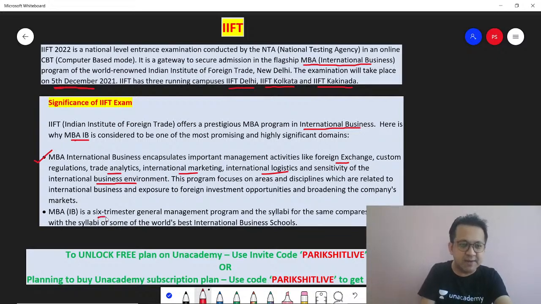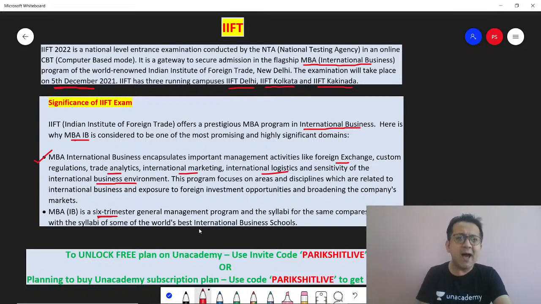What is the tri-semester? Tri-semester means one semester is for 3 months, or generally 3 to 4 months, because you'll also have your internships. So generally it would be for 3 to 4 months, one semester, and then you'll have a total of 6 semesters over a period of 2 years.